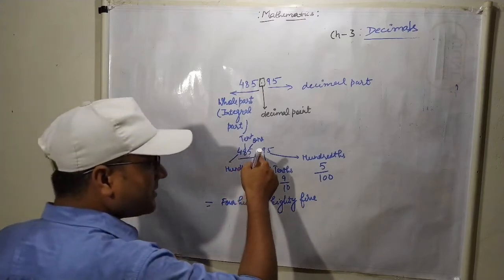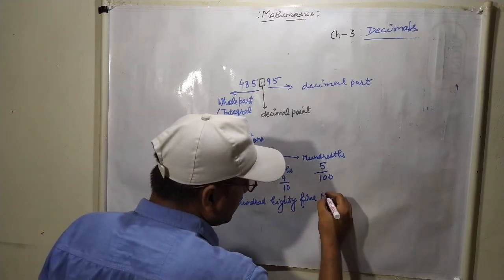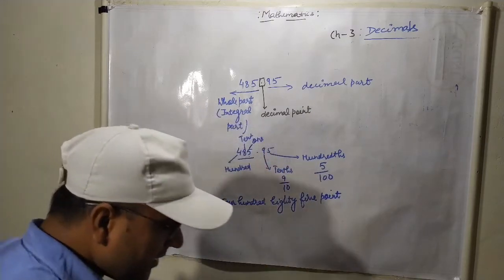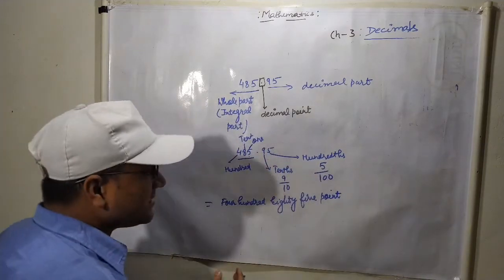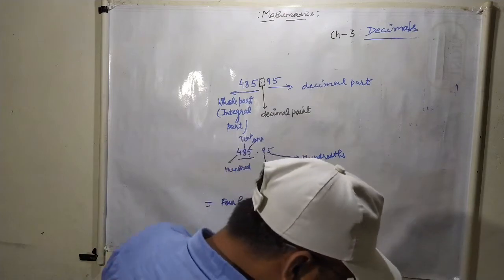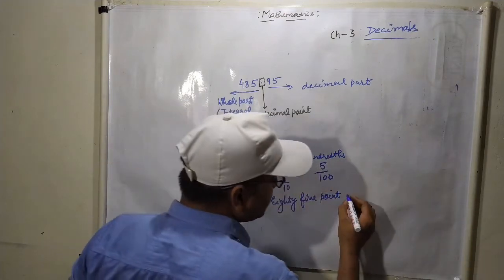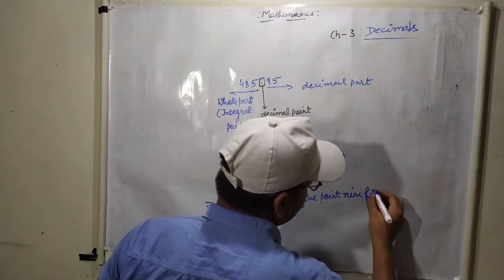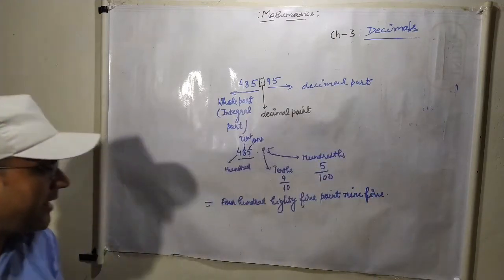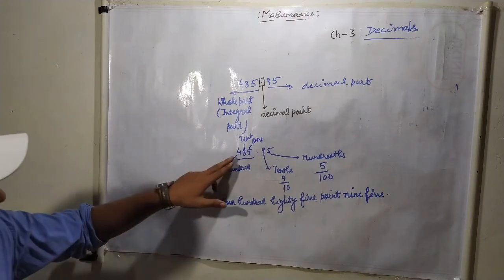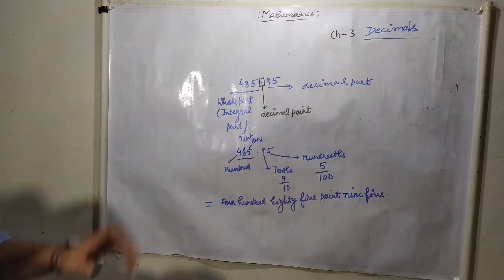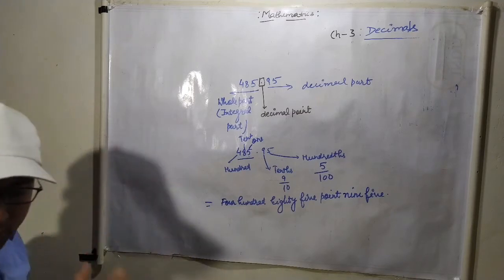Point. This decimal you will read as a point. Then after that you will read the separate digits, the value of the separate digits, that is 9.95. How will you read this one? 485.95. Okay, students, this is the introduction of a decimal.